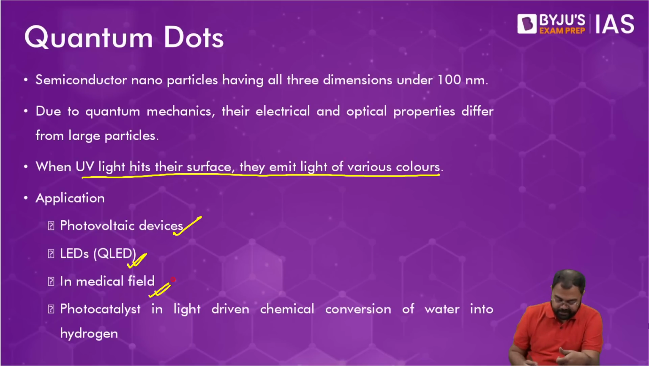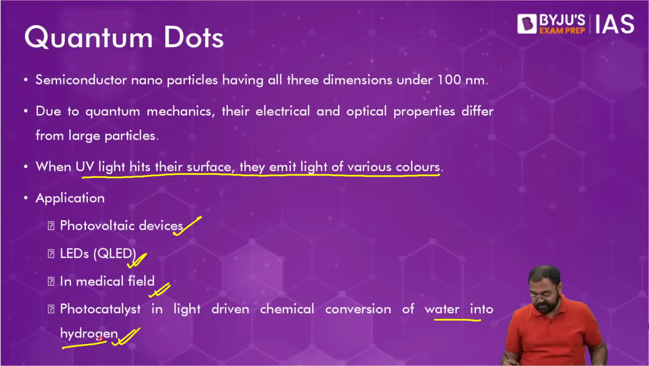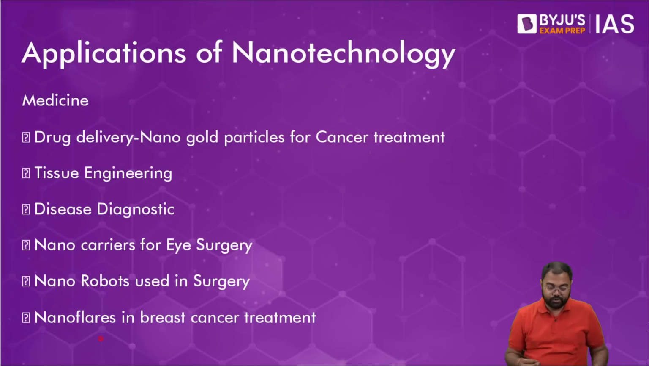We'll discuss that a little later, and quantum dots can be used as photocatalyst in light-driven chemical conversion of water into hydrogen. So there also quantum dots can be used. So when it comes to all these quantum dots or graphene or carbon nanotubes, there are various different application areas where they become useful.